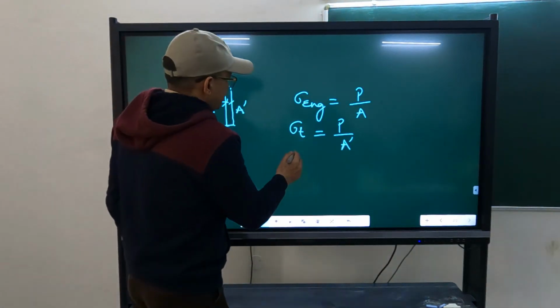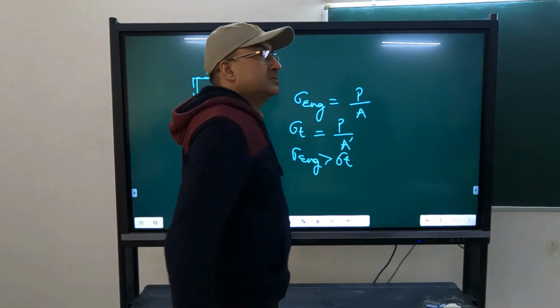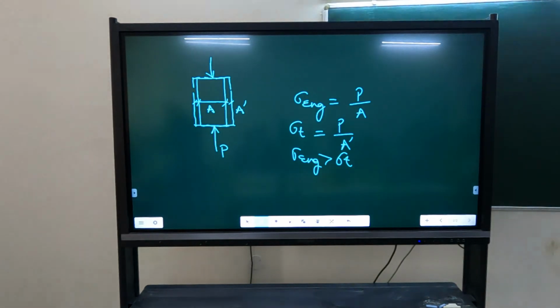So which one is higher? Is it okay? Engineering is higher. That's why we are getting higher in compression, and tension opposite. So engineering compressive stress will be higher than engineering tensile stress in this case.